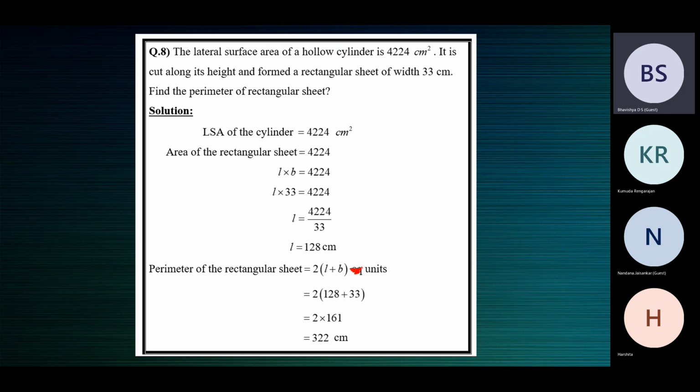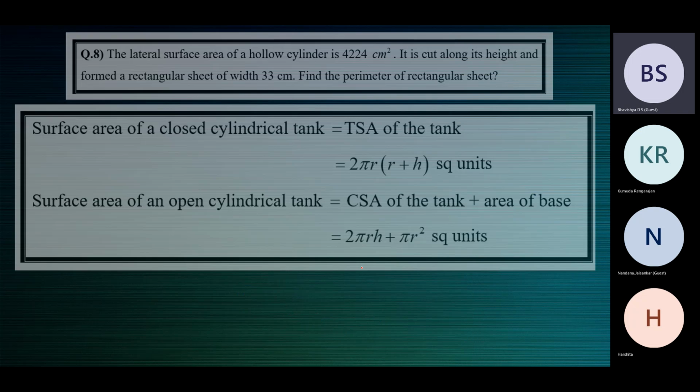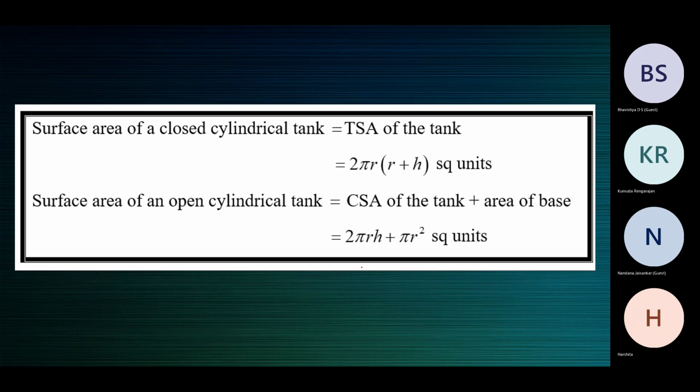Ma'am, can you show me the seventh answer? Ma'am, you gave that surface area of an open cylindrical tank. That formula, can you show me? Yeah. This is a tank. This is a pipe. This is an open cylindrical tank. That means the base is covered.